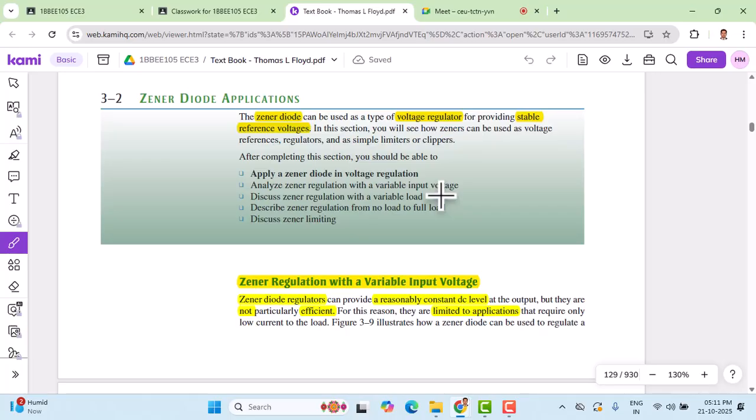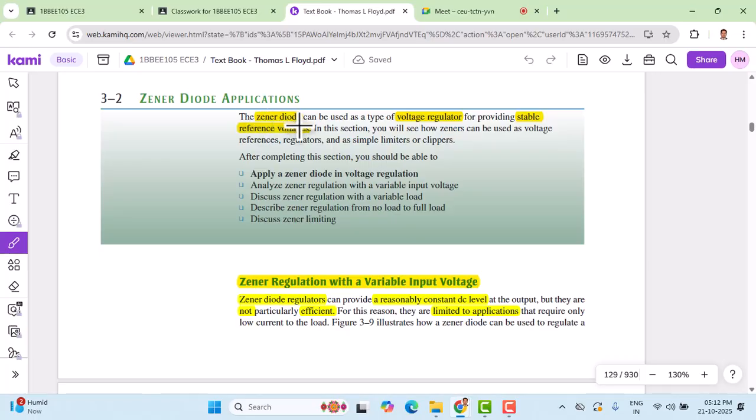Last class we started introducing the Zener diode, and in today's class we will look into the applications of the Zener diode. Okay, so let's go into the details. This is again the textbook soft copy; I'm just making a presentation here. So let's start with Zener diode applications, which is section 3.2 from the textbook Basic Electronics by Thomas Floyd. Okay, so let's go into the topic.